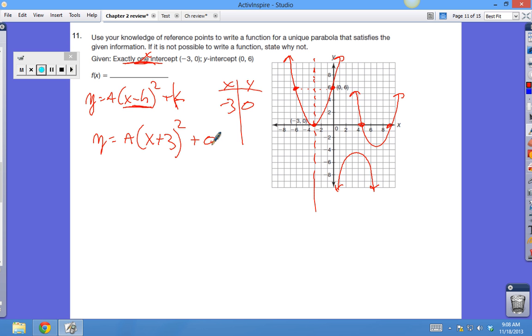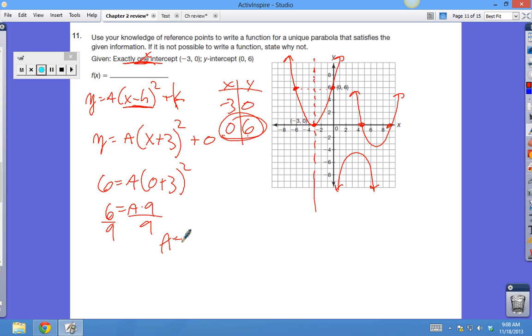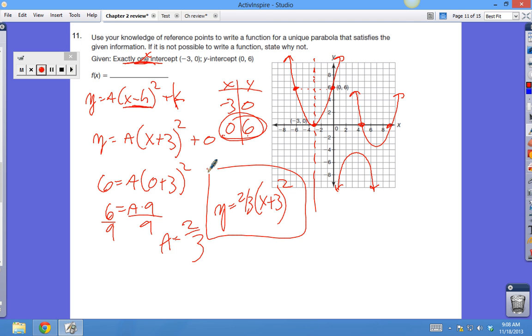Okay, now I got to find a, and I'm going to use this point 0, 6. If you want to find the value of a, you got to plug in a point for x and y. So I'm going to replace my x with 0, my y with 6. 6 equals a times (0 plus 3) squared. 6 equals a times 9. Divide by 9, divide by 9. My a is equal to, divide those both by 3, 2/3. So my final answer is y equals 2/3 times (x plus 3) squared. That model will describe exactly that graph.